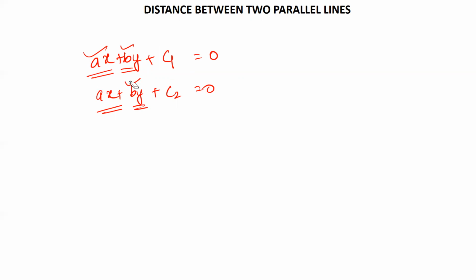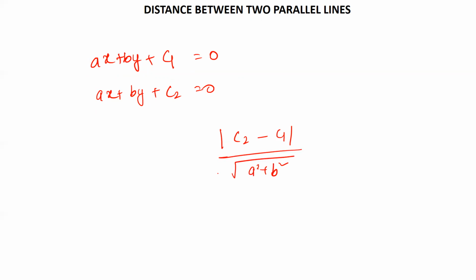So these are the two parallel lines: ax plus by plus c1 is equal to 0 and ax plus by plus c2 is equal to 0. Then the distance between these two lines is given by mod of c2 minus c1 divided by root over a square plus b square. So this part remains the same, it is the coefficient of x and y. The numerator changes. Instead of the previous cases where we found the distance of a point from the line, with a alpha plus b beta plus c, now we have just the difference of these two constants. So let's apply this formula.